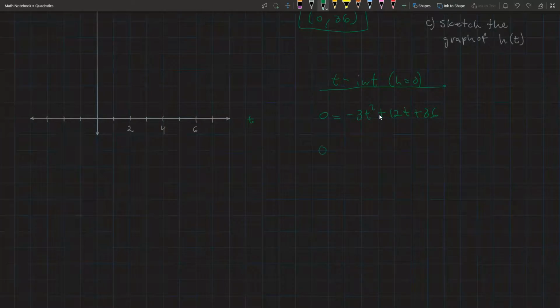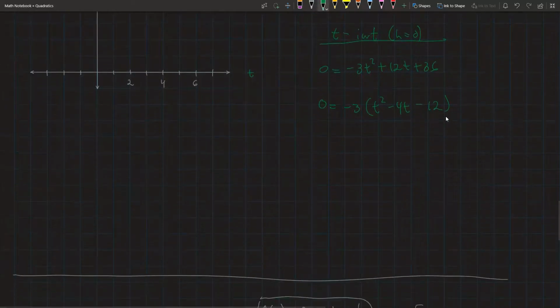And the nice thing is we could factor a GCF, but please tell me you weren't thinking just 3. Notice how there's a negative right there. So we're going to say negative 3 times something. The opposite of t squared is positive t squared. The opposite of positive 12 is negative 4t. And the opposite of positive is negative 12. You can always check by distributing this back to the original. If it doesn't match, then check your signs or something.